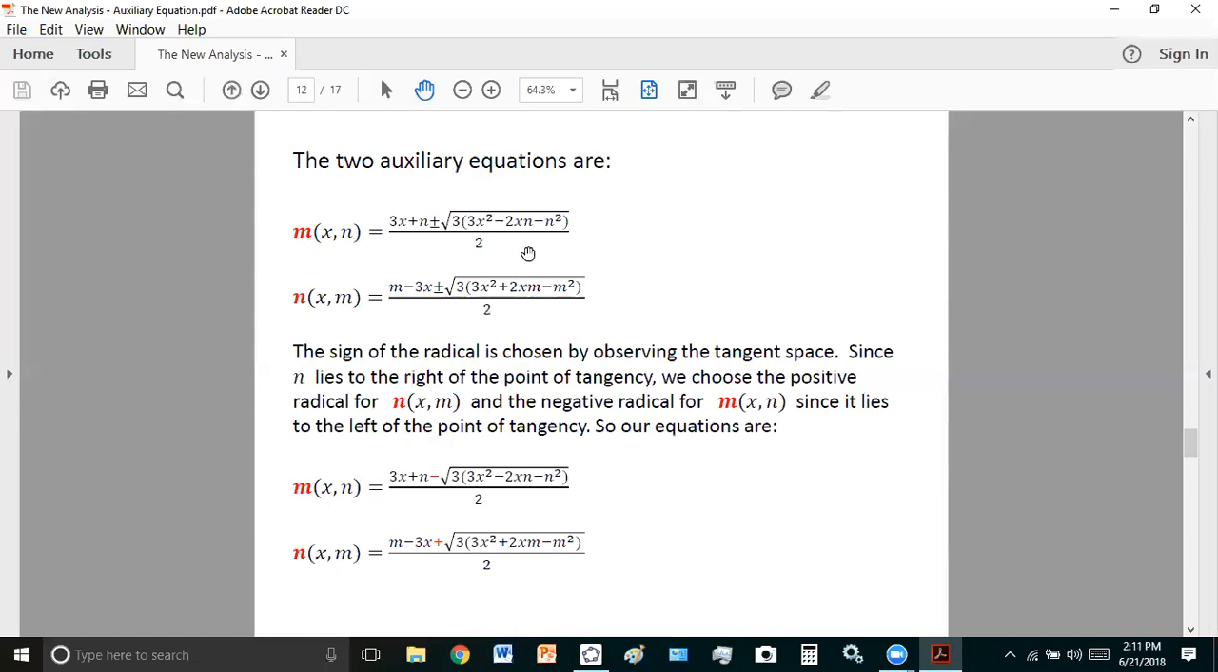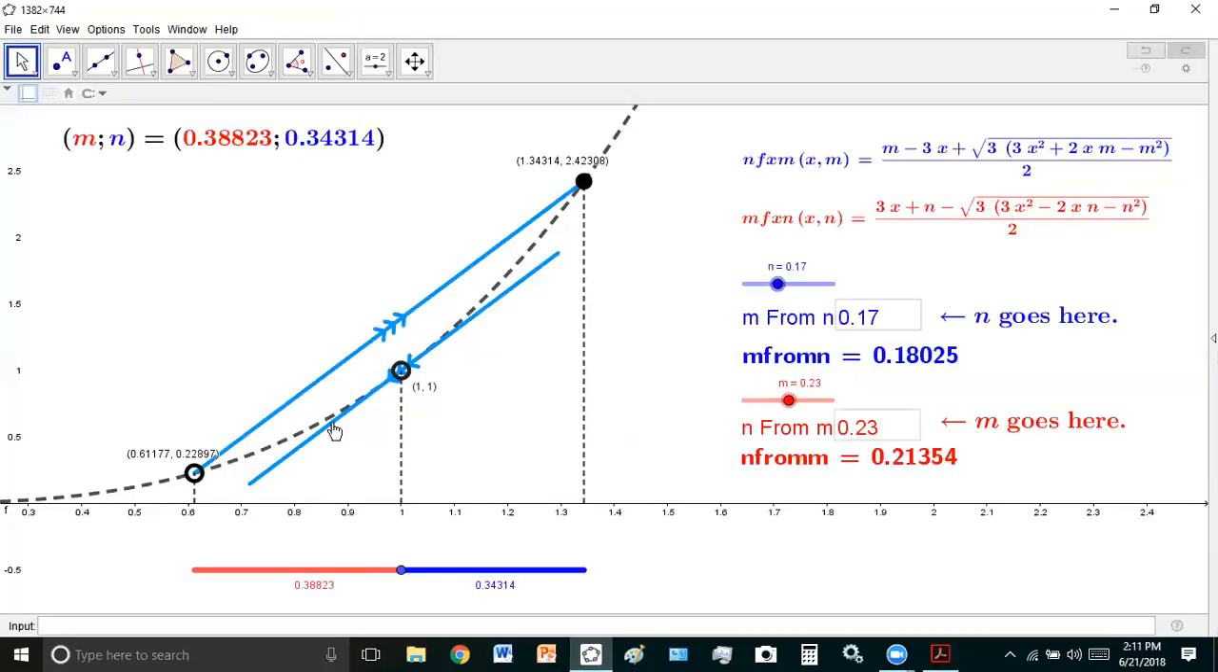And of course, the sign of this radical here is easily chosen by observing the tangent space. Okay, and I'll tell you what the tangent space is not right now. It's related to this triangle here that you see when you draw a parallel secant line. It's a similar triangle, and it has two similar triangles, but it's related to that.